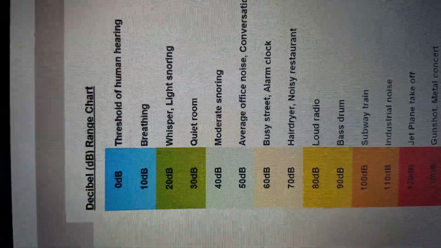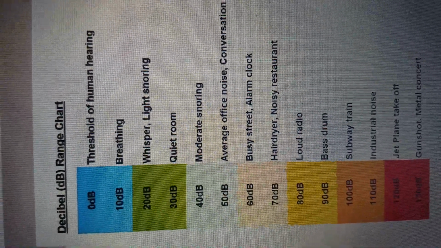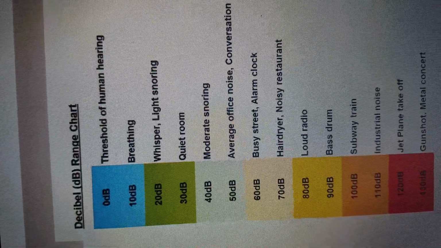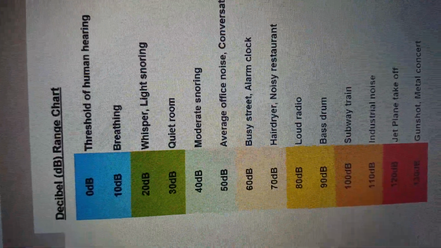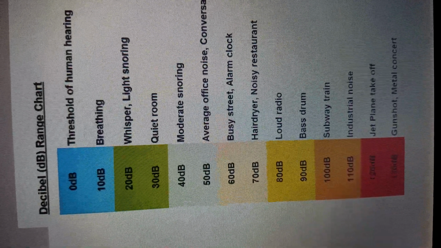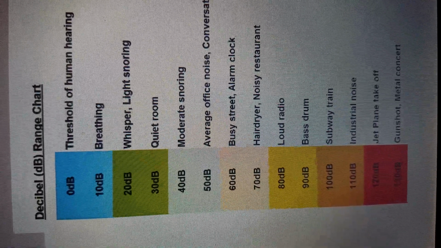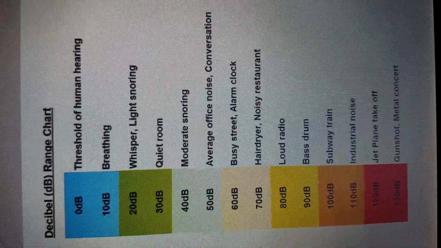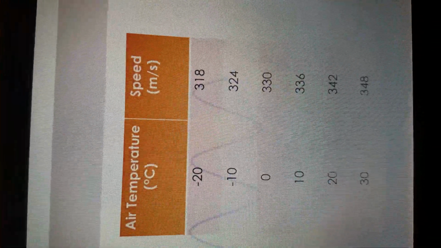And if we look over here at this decibel chart, we can see how many decibels different things are. And a whisper is about 20 decibels. A quiet room is about 30.